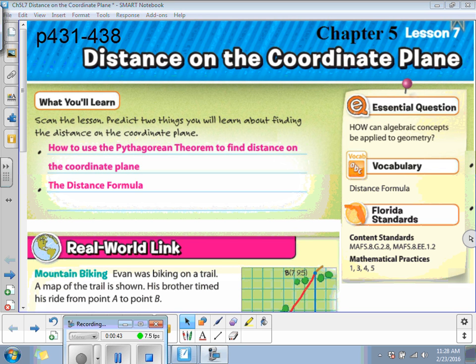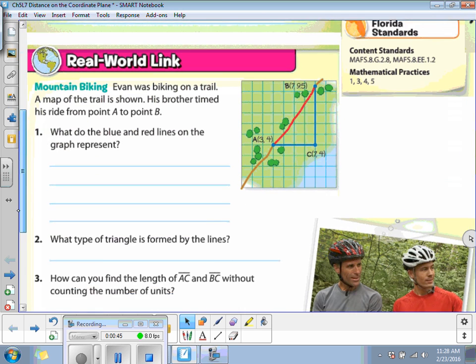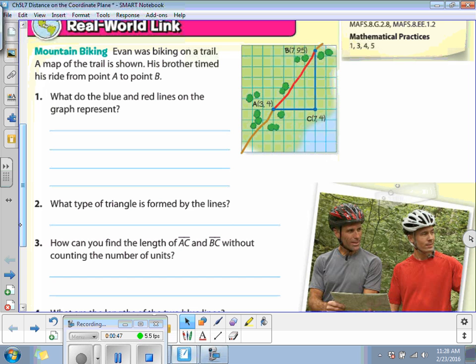All right, so let's look at the real world link. It says, Evan was biking on a trail. A map of the trail is shown. His brother timed his ride from point A to point B. What do the blue and red lines on the graph represent? So if I'm looking at that map over there, what do the blue lines represent? The legs. Those represent the legs.